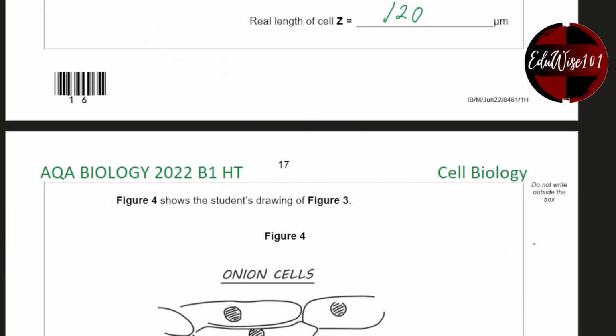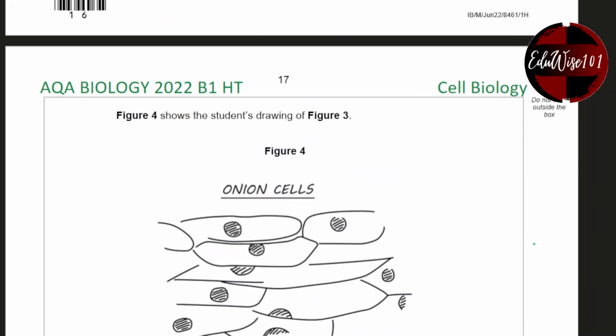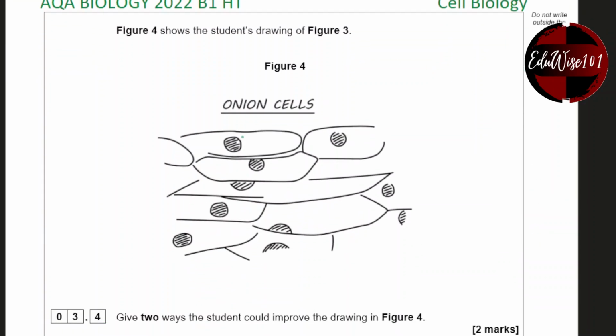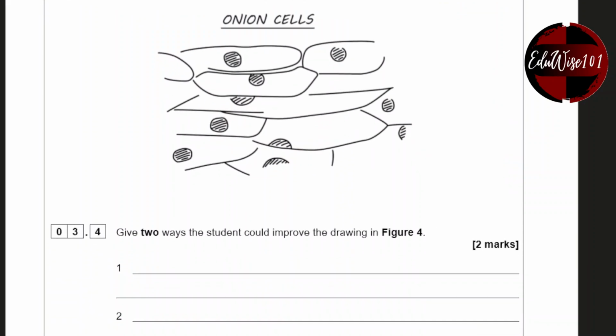Next part, figure 4 shows the student's drawing in figure 3. So they have called it the onion cells and they have drawn a simple diagram. Give 2 ways the student could improve the drawing in figure 4. Now there's no labels in the diagram and there's a little bit of gaps. There's gaps in the lines. It shows just one line.